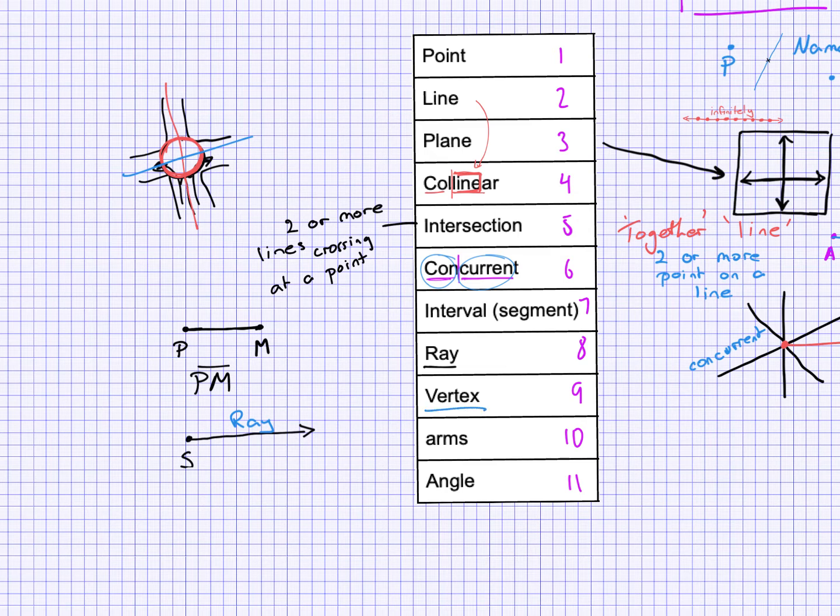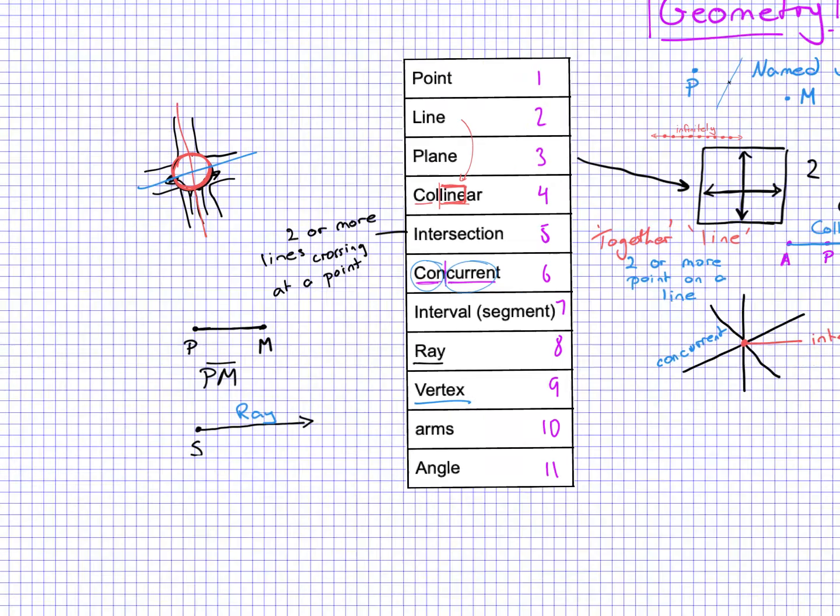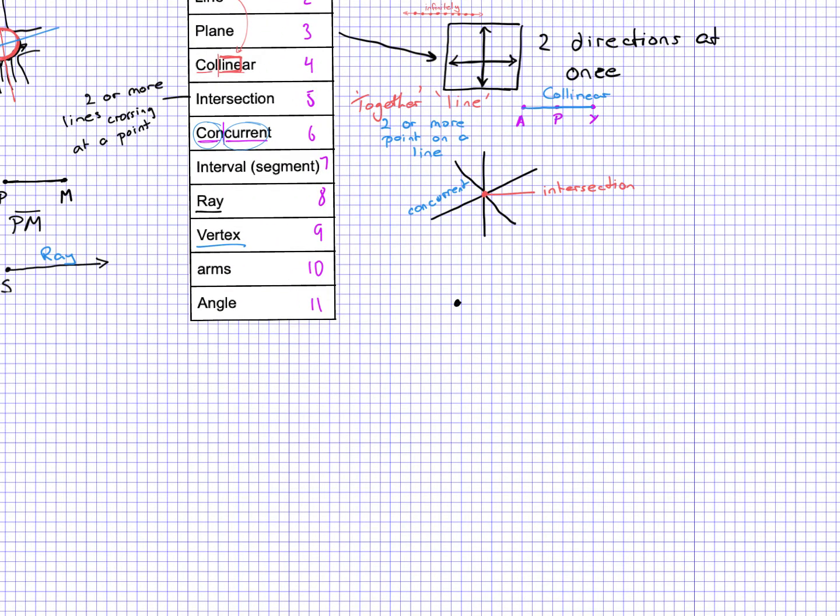Number 9 is a vertex. Now a vertex is where, or we can think of it as a corner, all right, where two rays or lines or intervals meet. All right, so we could look at it like this. We could think to ourselves that I'm going to draw a square. Each of those points there, where the two or more intervals have met, is called a vertex. It's the maths name for corner. Okay.